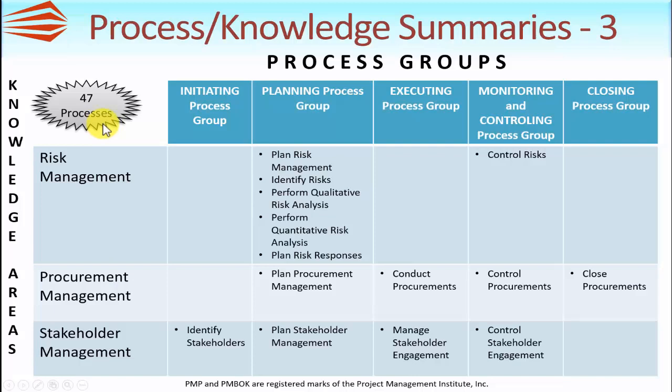Here I've put the initiating process group back in again because under stakeholder management you have one process called Identify Stakeholders. You can see, for example, in risk management, under the planning process group, I'll be covering 5 processes: plan risk management, identify risks, perform qualitative risk analysis, perform quantitative risk analysis, and plan risk responses. Keeping on the risk management knowledge area, the next process is in the monitoring and controlling process group, and the process there is called Control Risks.